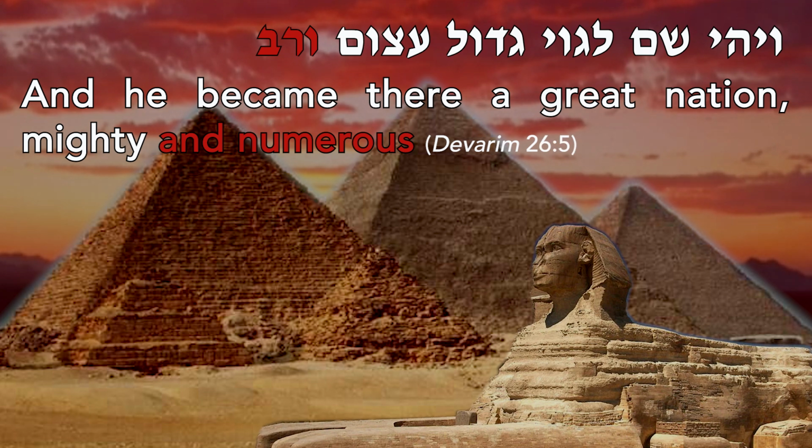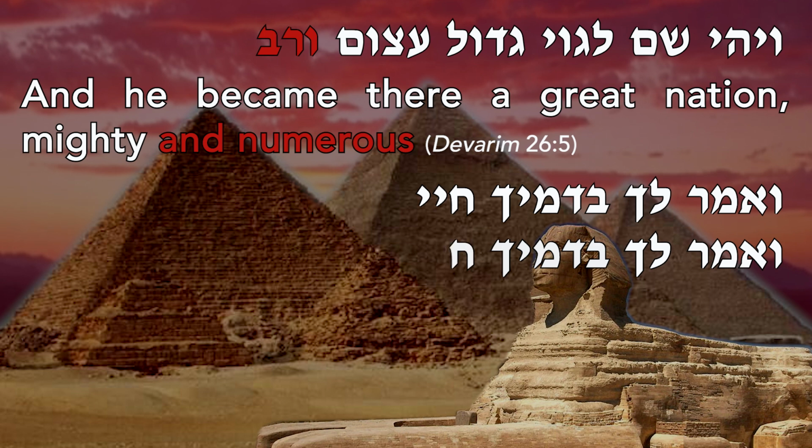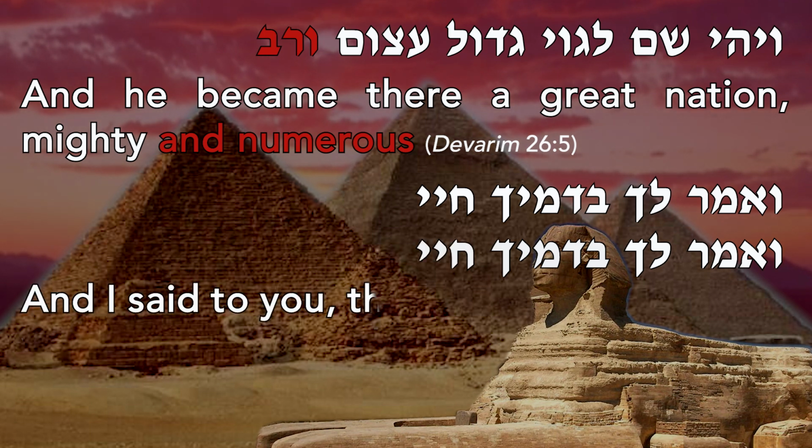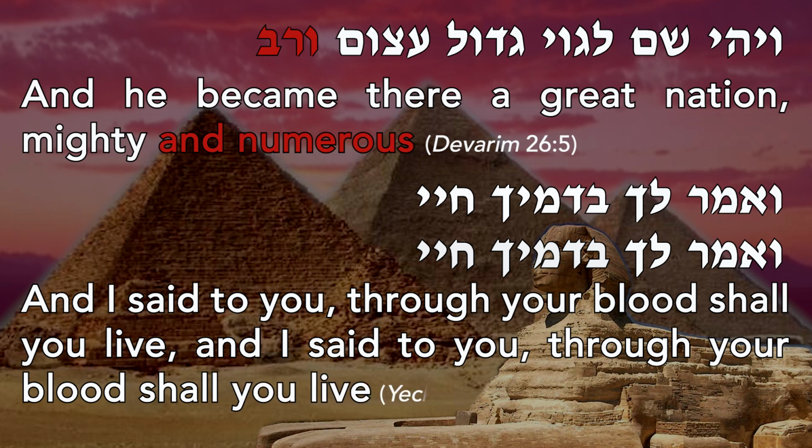Upon this verse, the Haggadah then cites other verses from the book of Ezekiel, culminating with the repetition of an evocative phrase. Va'omer lach b'damai chayi, va'omer lach b'damai chayi. And I said to you, through your blood shall you live.